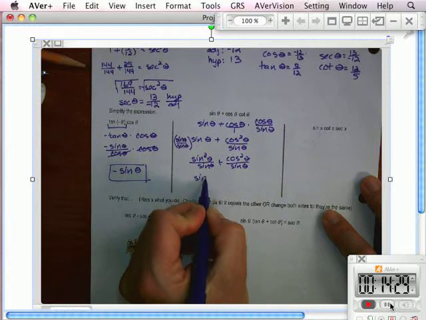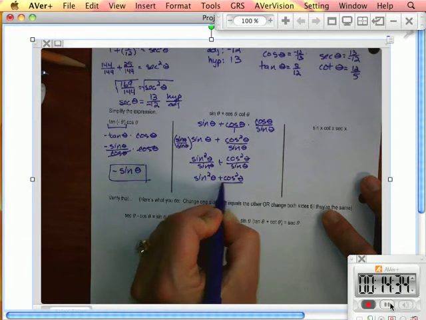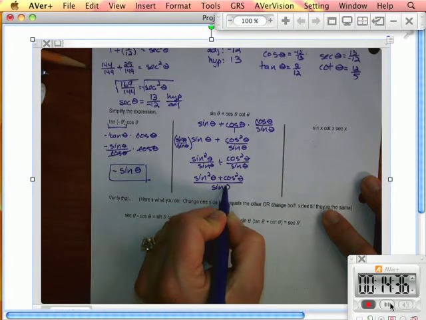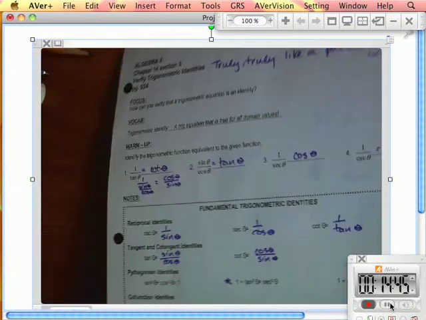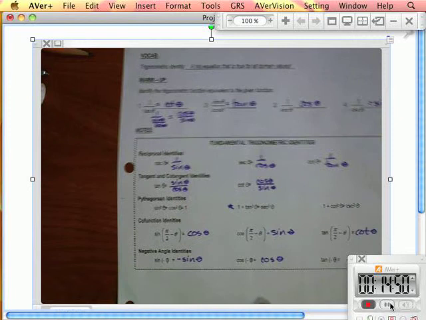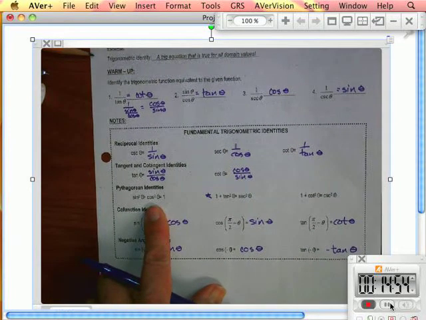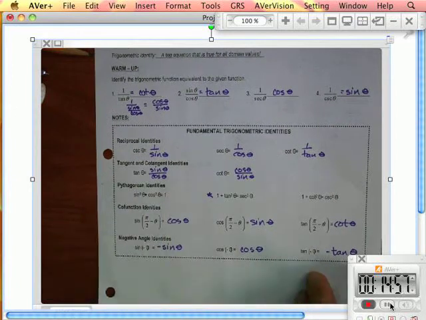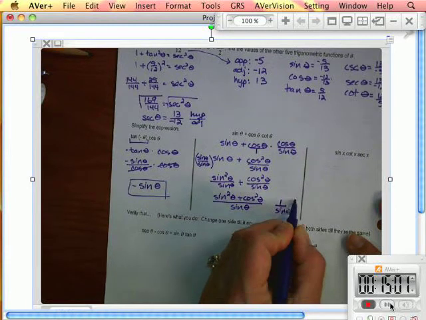Sine squared of theta plus cosine squared of theta all over sine of theta. How does that help me? Kelsey knows. Oh, now wait a minute. Let's look at the back. If I got some squared business going on, is there anything there that helps me? This one right here. Sine squared of theta plus cosine squared of theta equals 1. So I can change my numerator to 1. I have to keep my denominator. And that is all I can do with that.